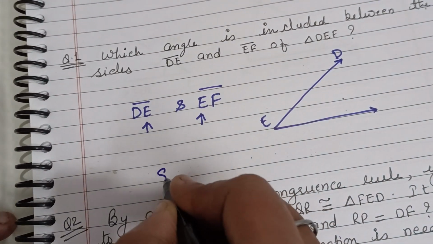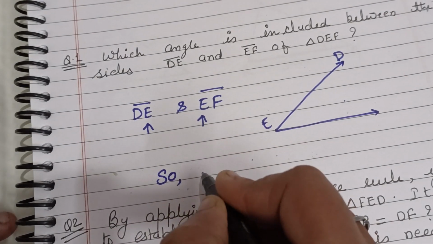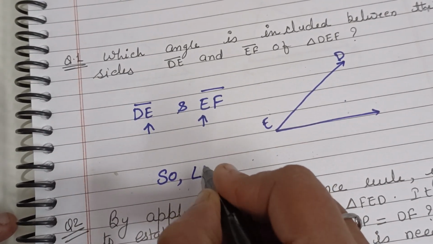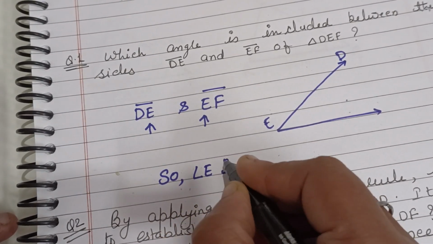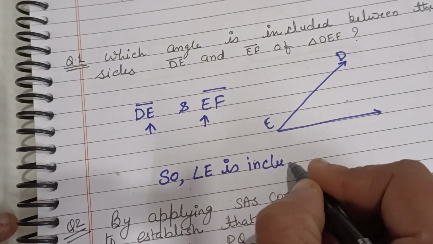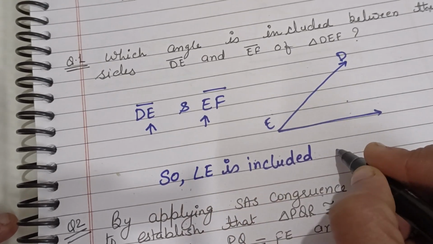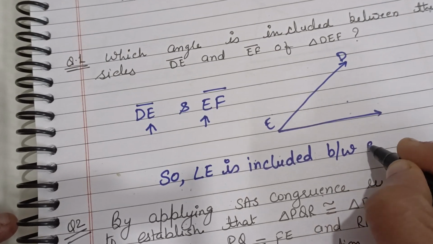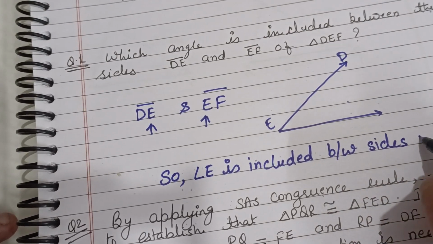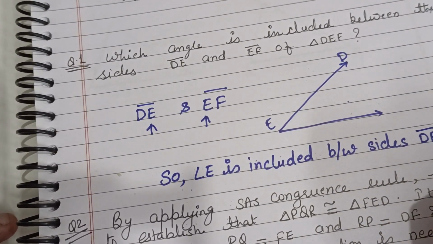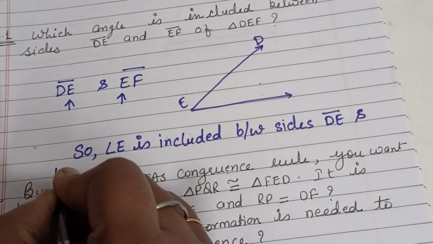So which angle is common? Directly you can say that angle E is included between sides DE and EF.